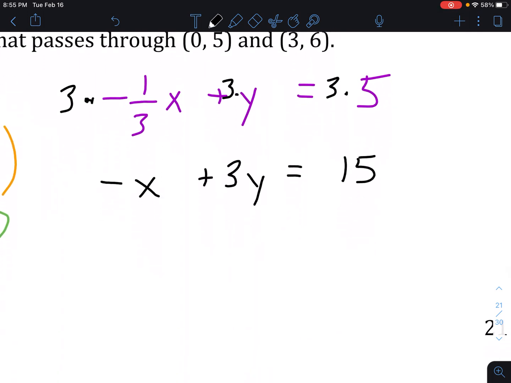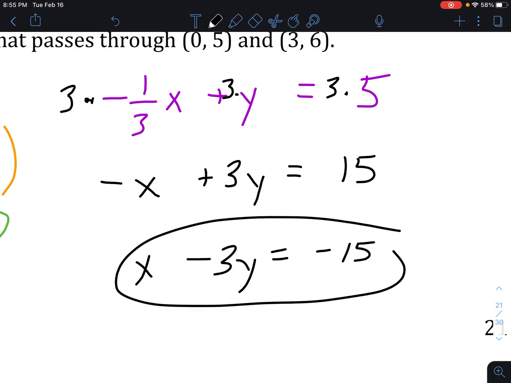So close. One final thing. A is not allowed to be negative, so remember our change. We just changed the signs of everything. So there's my standard form.